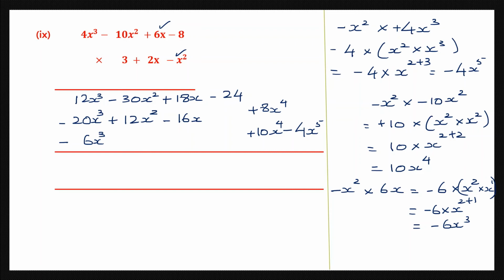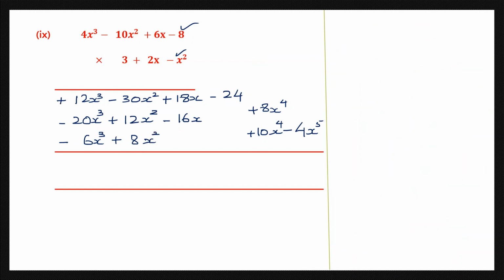Now the last one that we have to take here is minus x square and minus 8. So let's do that. Minus x square into minus 8. Minus into minus is plus. The number is 8 and the literal is x square. So here we have plus 8x square. Now let's work this out.